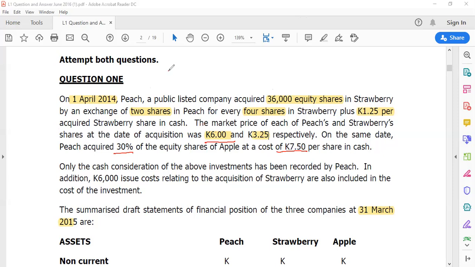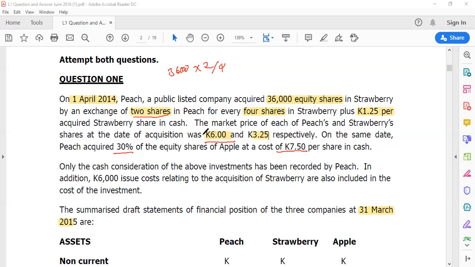He acquired 36,000 shares in this company, the Strawberry, by an exchange of how many shares? 2 shares in Peach for every 4 shares in Strawberry. 2 over 4. You see that? That's what's happening. He acquired 2 shares for every 4 shares in Strawberry. That's how you work it out, at 6 kwacha per share.